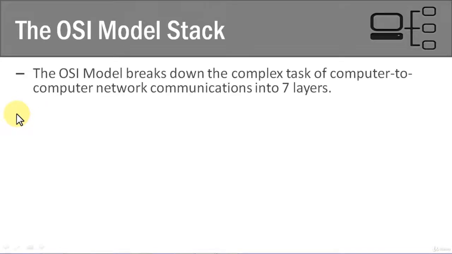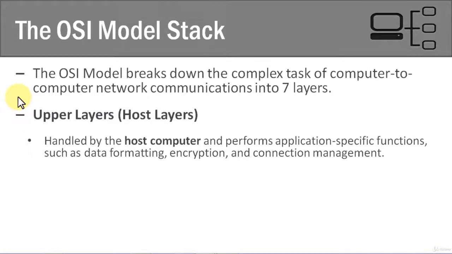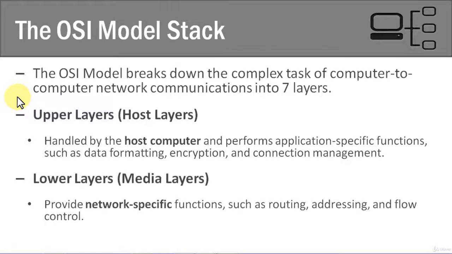What it does is break down the communication process across a network, where you're communicating from one computer to some other device on the network, into 7 distinct layers. It's composed of upper layers and lower layers. The upper layers are what we call the host layers, and the bottom layers, on the flip side, are what we consider the media layers.